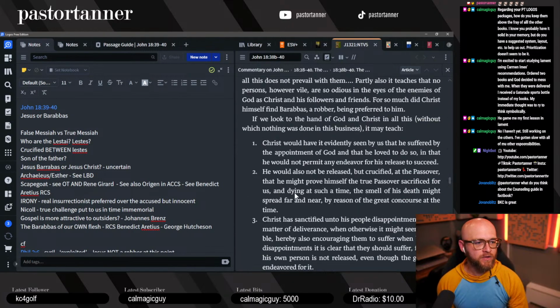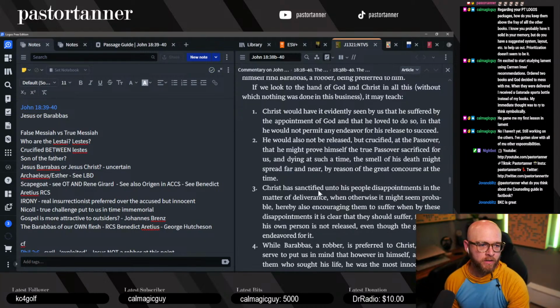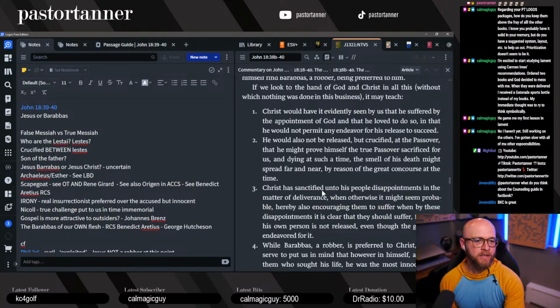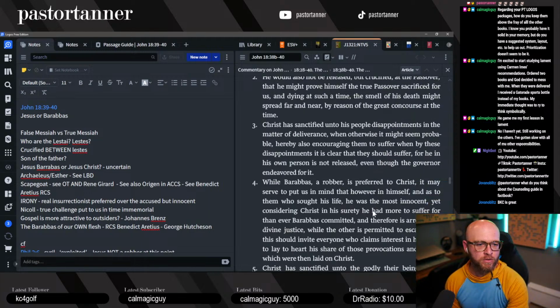If we look to the hand of God and Christ in all this, without which nothing was done in the business, it may teach, 1. Christ would have it evidently seen by us that he suffered by the appointment of God, that he loves to do so, in that he would not permit any endeavor for his release to succeed. 2. He would not be released, but crucified at the Passover, that he might prove himself the true Passover sacrifice for us, and dying at such a time the smell of his death might spread far and near by reason of the great concourse of time.